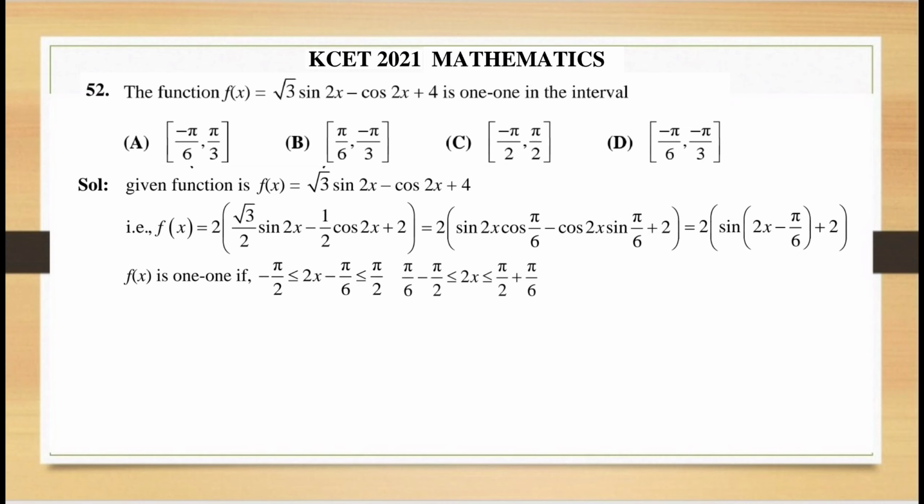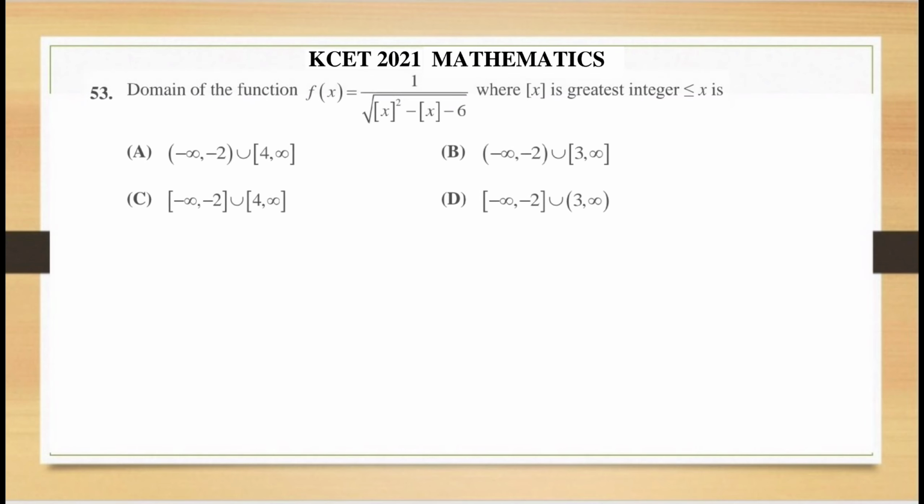Therefore, pi by 6 minus pi by 2 less than or equal to 2x less than or equal to pi by 2 plus pi by 6. That is minus pi by 3 less than or equal to 2x less than or equal to 2 pi by 3, which implies minus pi by 6 is less than or equal to x is less than or equal to pi by 3. Therefore, x belongs to the interval [minus pi by 6, pi by 3]. So, option A is correct.